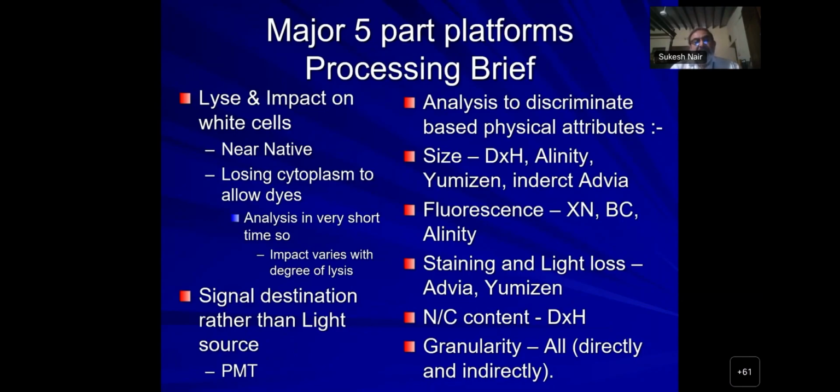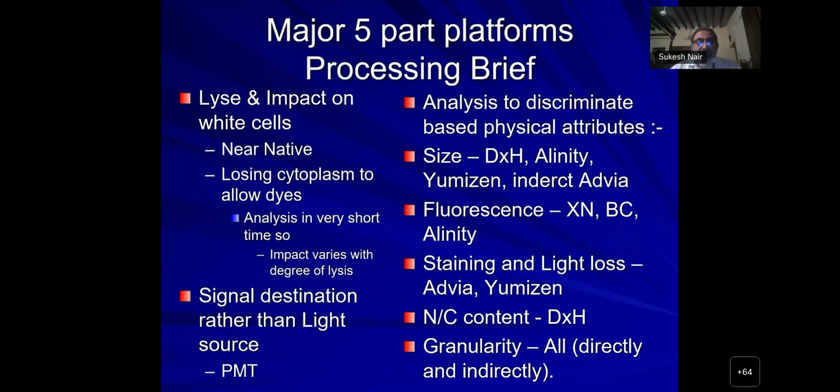Then, of course, after that, the signal destination rather than the light source. The light source is everything laser. But the signal destination is very important because it determines whether the cell is discriminated based on physical attributes like size, or granules, or nucleocytoplasmic ratio. So if you look at size, the only cell counters you can depend on size as a discriminator are DXH from Beckman Coulter, Alinity from Abbott, Unicel from Horiba, and somehow Advia from Siemens.